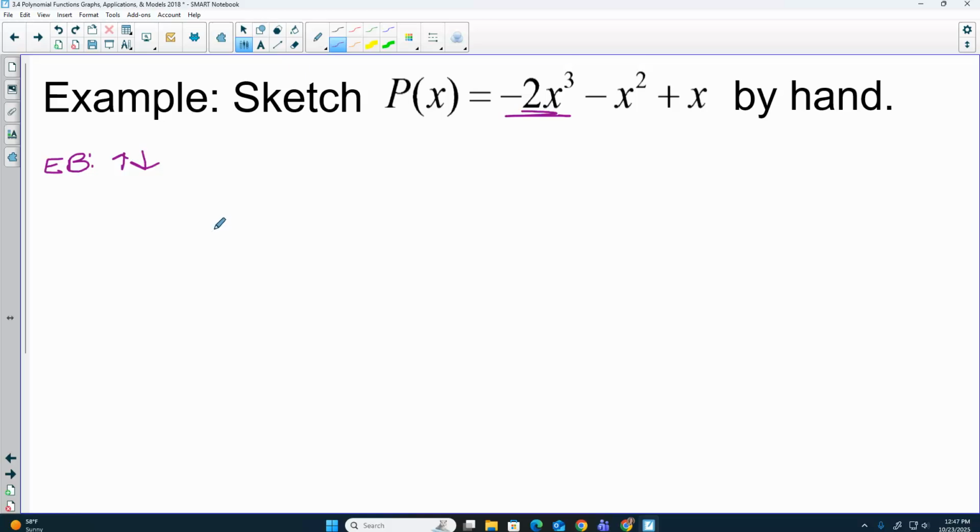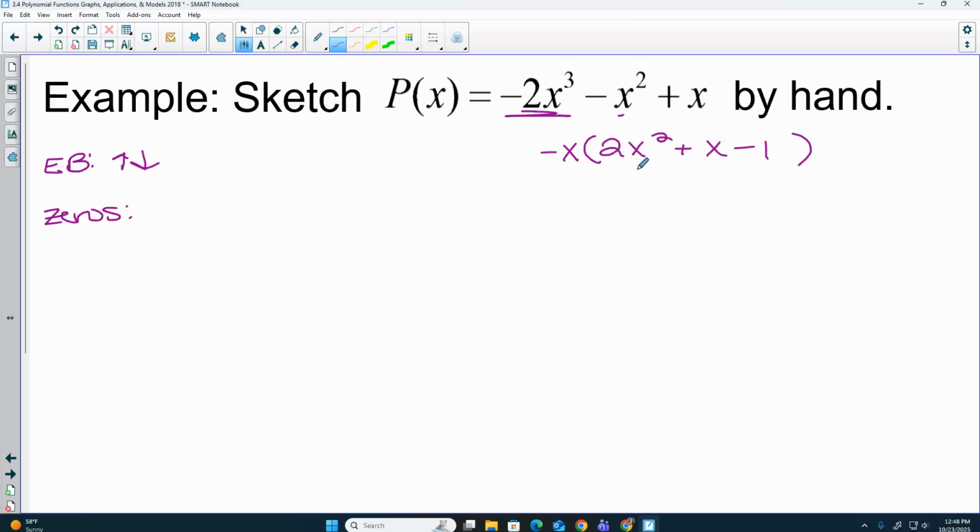All right, to find my zeros, it has to be factored. I can't even do p's and q's here because I don't have a constant. What do you notice about all of these terms? Yeah, so let's go ahead and take out negative x. That would leave me with 2x squared plus x minus 1. What would you have to do to finish factoring that inside?